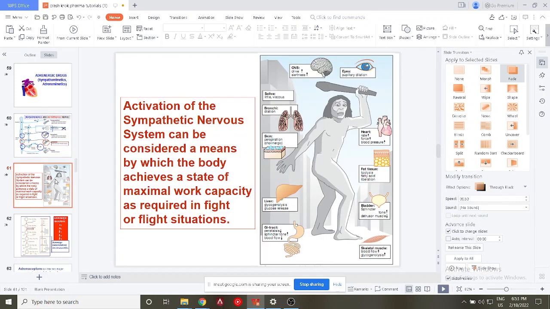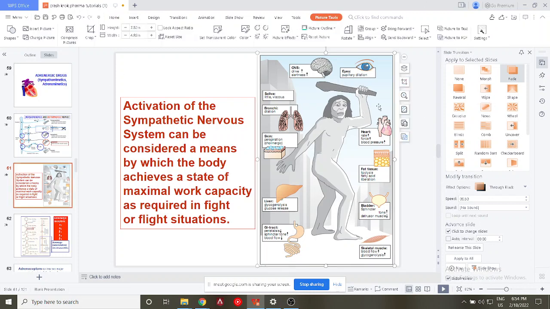Okay. So the adrenergic drugs are going to be focusing on the sympathetic nervous system. We all know the sympathetic nervous system focuses on flight or fight. So we can see the effects here. For the eyes, we have pupillary dilation. The heart is going to increase heart rate, force, and blood pressure.